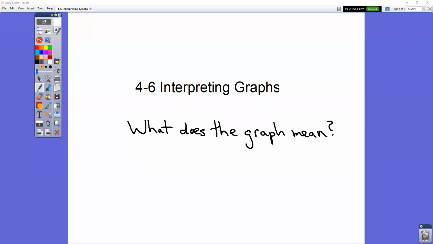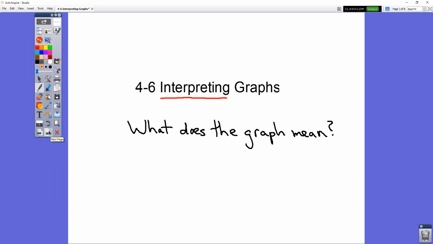This is a lesson for 4-6, which is interpreting graphs. All right, first of all, the word interpreting just means what does the graph mean? A lot of times on your 8th grade state test, you have these as multiple choice questions, and we'll talk more about that as we keep on going throughout the lesson.